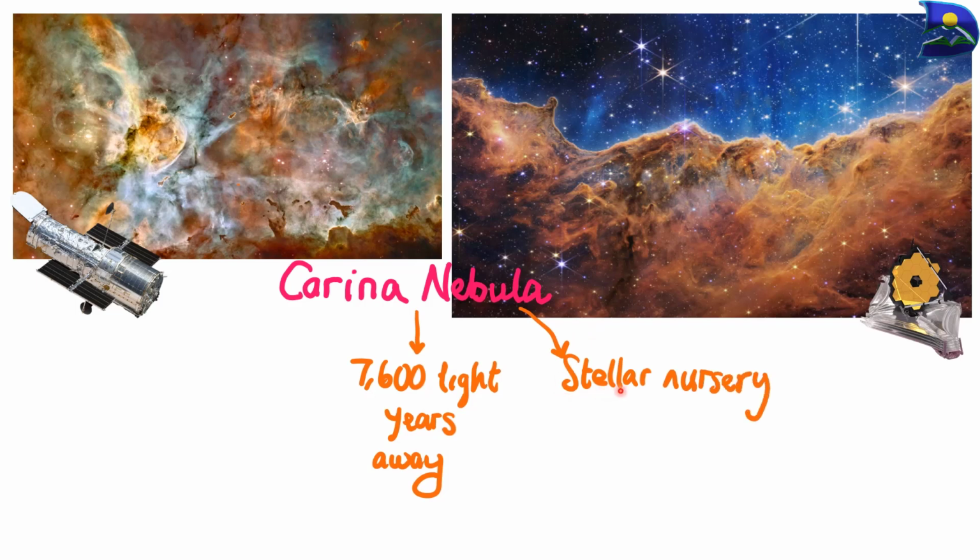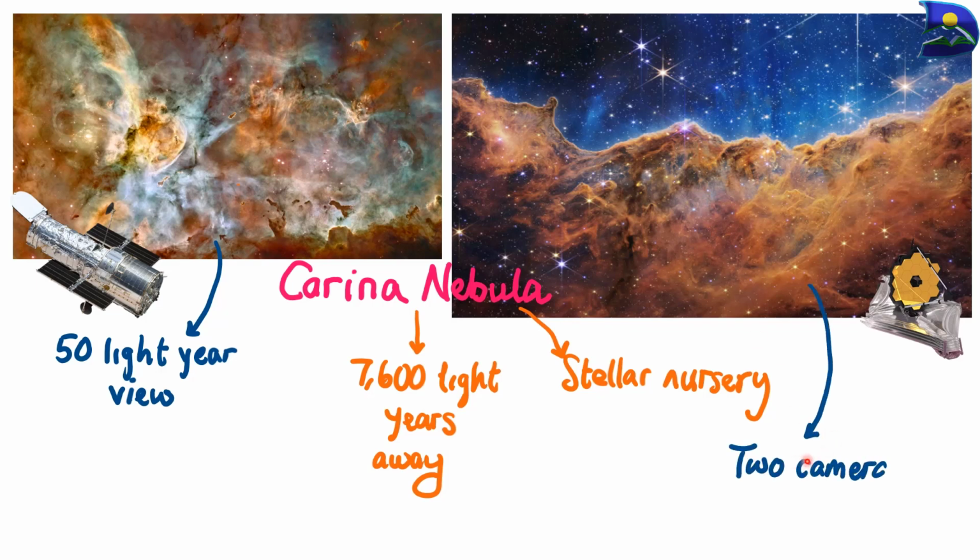Now, this is a stellar nursery where stars are actually born, as we see in this particular region right here. This is really incredible analysis based on this particular image in terms of the clarity and also so many interesting spots to be aware of. Now, on the left side of your screen is a view taken 50 light years away, and what makes it different from the right side of your screen is that the James Webb Telescope combines two cameras in order to reveal this wonderful detail and high resolution of this particular region.